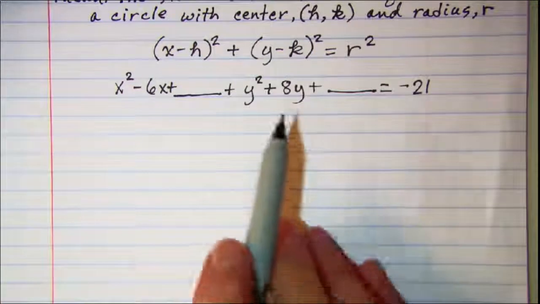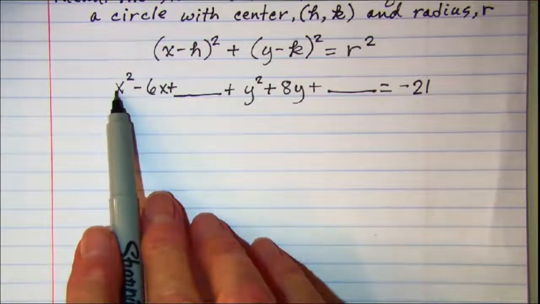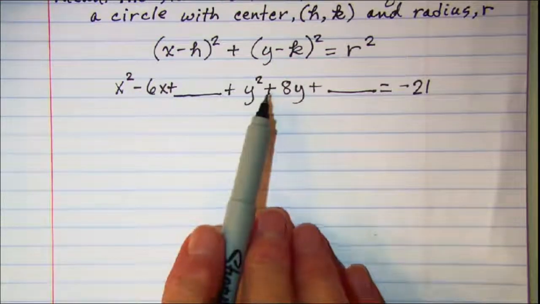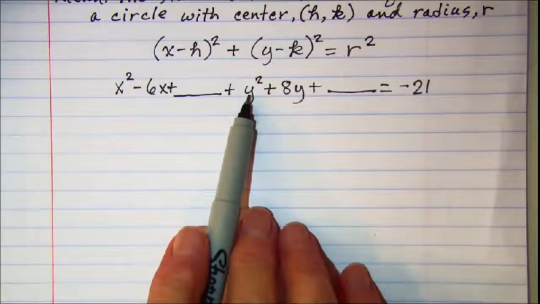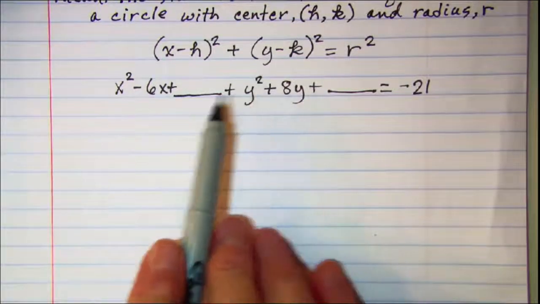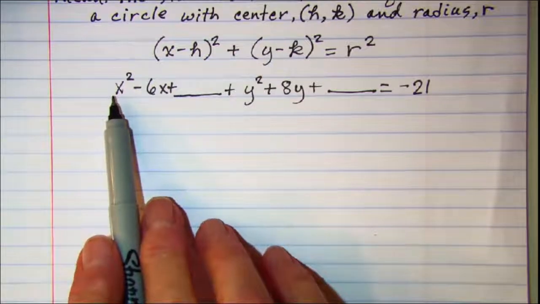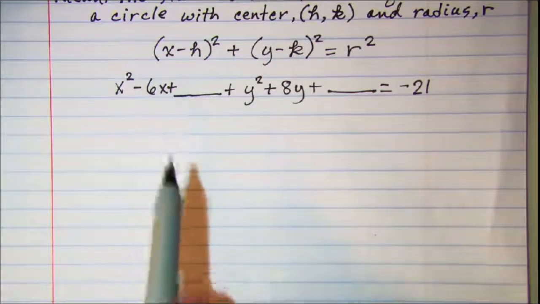So now we're ready to complete the square. Remember that in order to complete the square, the coefficients of the x squared and the y squared need to be 1, and they are in this case, but if you ever encounter a problem where they're not, you have to divide through by that coefficient first before you start doing anything.